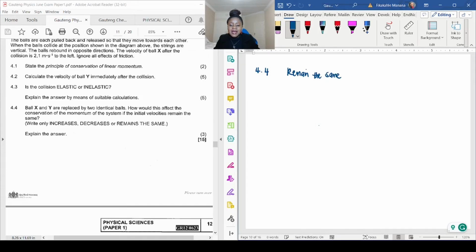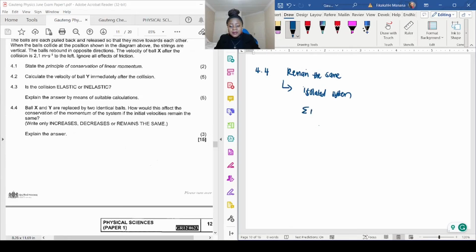Okay? And why is that? Remember that we have an isolated system, or a closed system, first and foremost. So we have an isolated system, and we know that there's conservation of linear momentum. So the system would remain isolated.